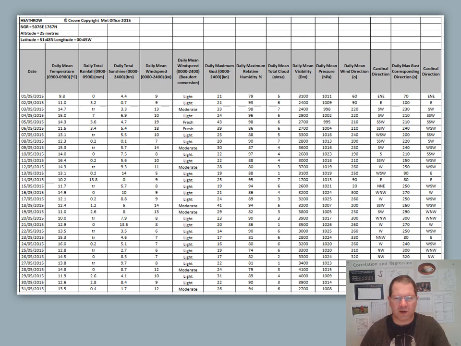So I've mentioned that 1 knot is 1.15 miles per hour. So you need to know that. You need to know the units, so rainfall in millimeters, pressure in hectopascals, etc., sunshine in hours. You need to know what NA means, so not applicable, and what TR means for your rainfall. So that's a trace, something less than 0.05 millimeters.